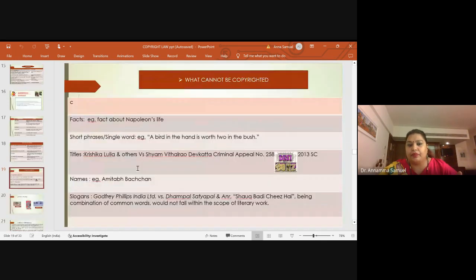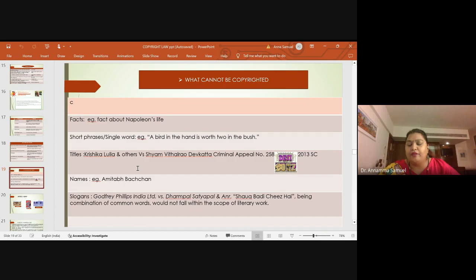speeches. Now, there are certain things which cannot be copyrighted. For example, as I said, the facts. Then short phrases or a single word cannot be registered. Then the title of the film cannot be registered. So there is a case, Krishika Lulla case, wherein the title Desi Boys was not given copyright protection. Names like Amitabh Bachchan cannot be protected under copyright. Slogans also cannot be protected under copyright.